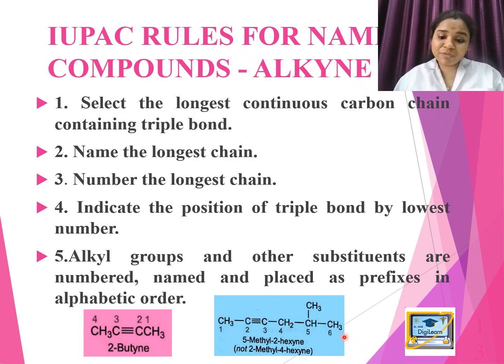Now focus on the prefix part. What are the substituents present there? In which position is it present? My substituent is methyl. In which position is it present? Fifth position. So 5-methylhex-2-yne. And you should not name it as 2-methylhex-4-yne. Like that, you should not start your numbering from right to left. You should start your numbering from left to right. Why? Because your triple bond should get the lowest number.